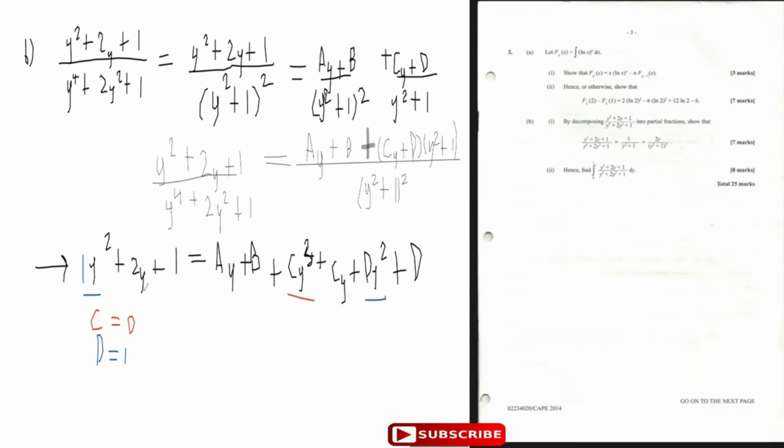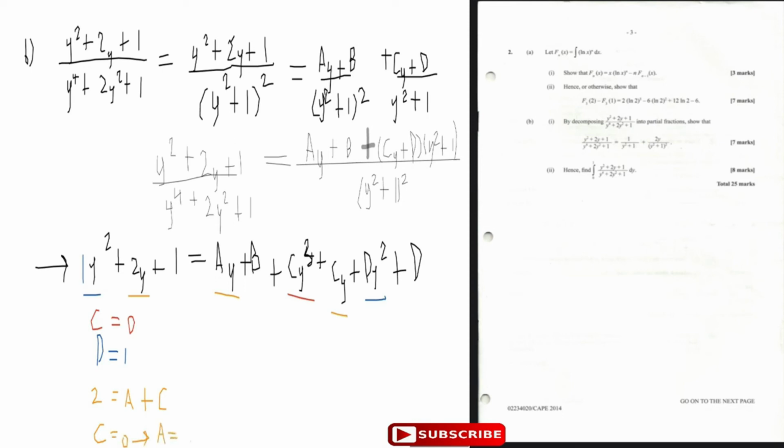Equating y terms, we have 2y here, and we have ay plus cy. So what that is telling us is that 2 is equal to a plus c. But remember, c is 0. And so since c is equal to 0, it tells us that a must be 2. A equals 2.